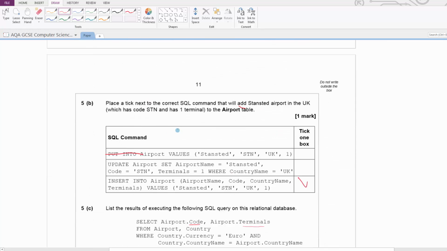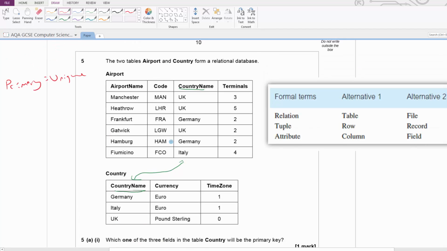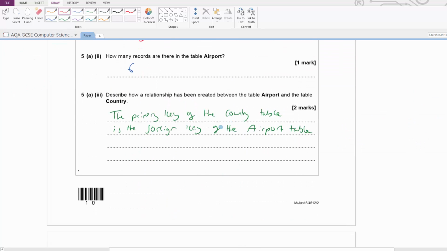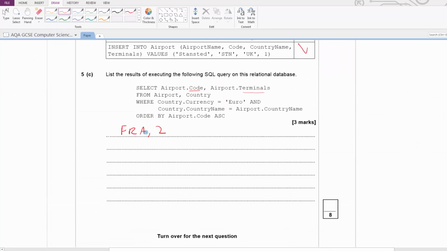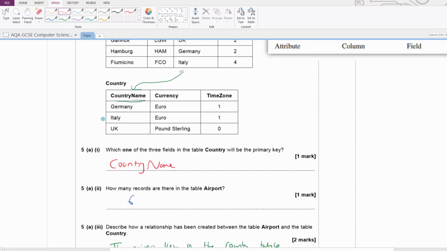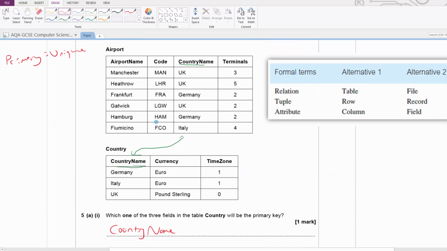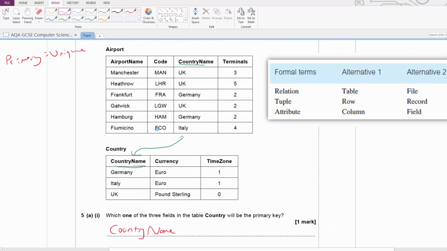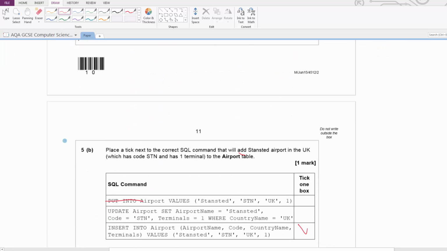select the field from this condition. So it has to be euro, and it has to be for code and terminal for Germany, Germany and Italy. So we have Frankfurt, FRA, has 2 terminals. It tends to list it with a comma when SQL queries this. We also then have Hamburg, HAM, 2. We then have this airport, which I can't pronounce, FCO, and has 4 terminals.